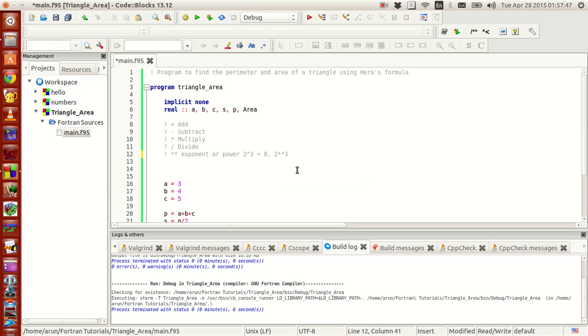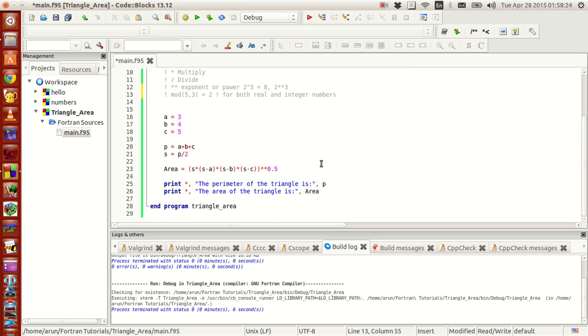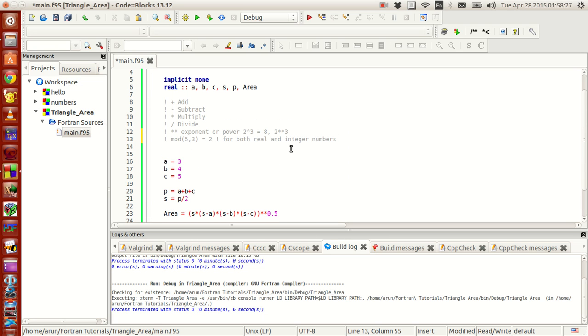And if you guys want to do a modulus division wherein you want to get the remainder of a number, this mod function is available. So if it's like mod of 5 and 3, this will result in 2, because this will give the remainder. The modulus function gives the remainder of the division. Now this will work for both real and integer numbers. This is all I have for you guys regarding the basic mathematical operations.